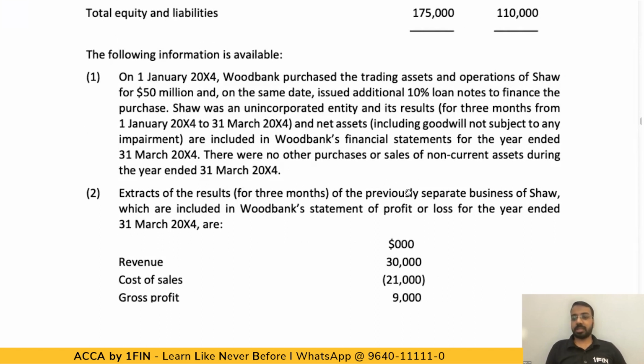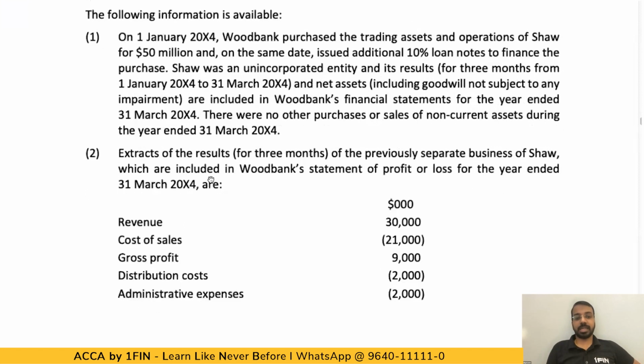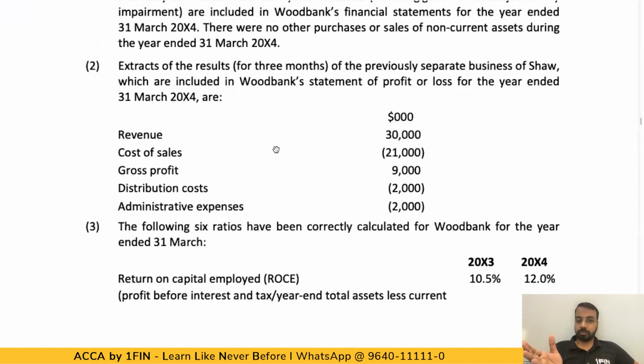There are no other purchase or sale of non-current assets during the year. So here they are very clearly told there are no other sale or purchase of non-current assets. Extracts of the results for 3 months of the previously separate business of Shaw are given below. So for the 3 months, revenue 30,000, cost of sales 21,000, 9,000 gross profit, distribution cost 2,000, admin expense 2,000. So 9,000 minus 4,000, 5,000 is the operating profit.